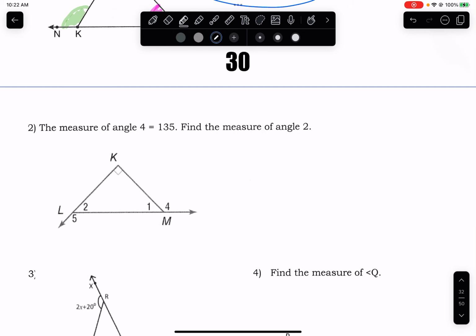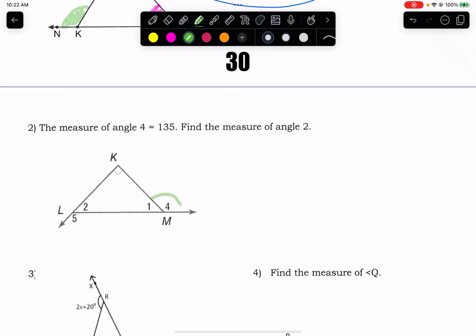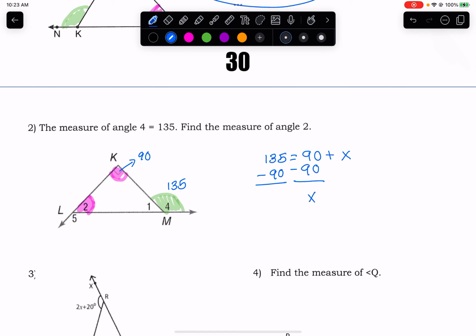If I know that angle 4, so angle 4 is an exterior angle, would be equal to the sum of my two pink angles. They tell me that angle 4 is equal to 135, and I want to know the measurement of angle 2. Well, this is a right angle, so that is 90. So I know that 135 is equal to 90 plus my missing value, x. Solve for x, and we get that x is equal to 45 degrees.